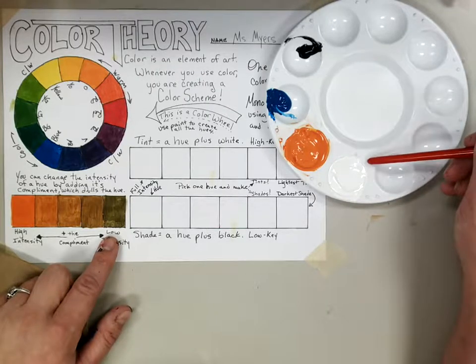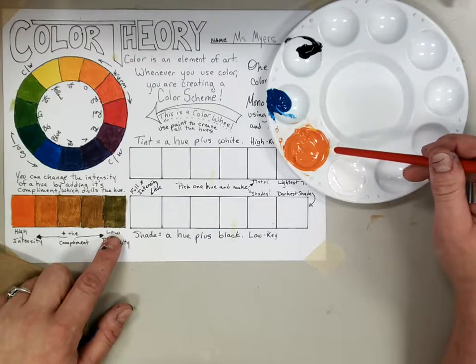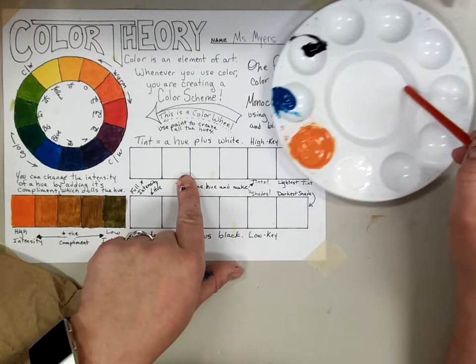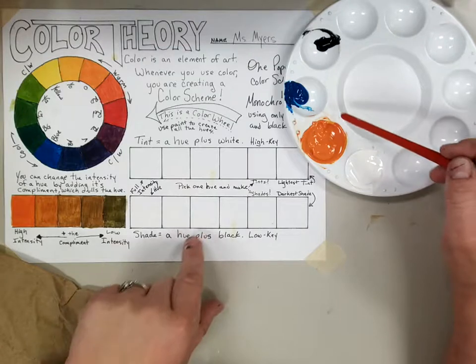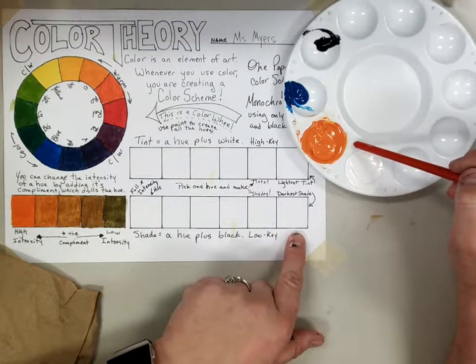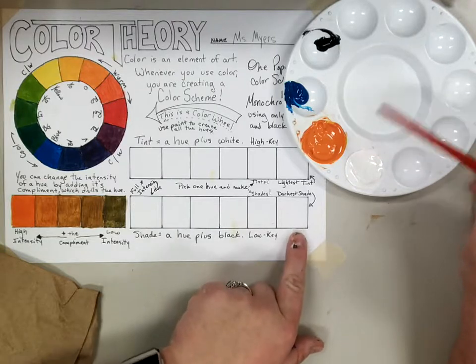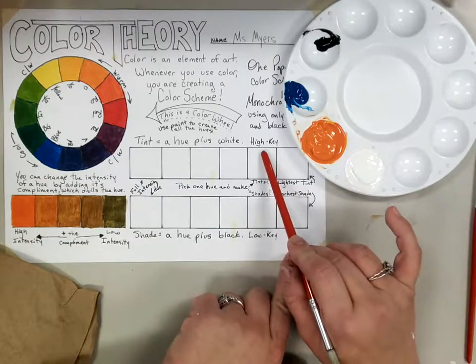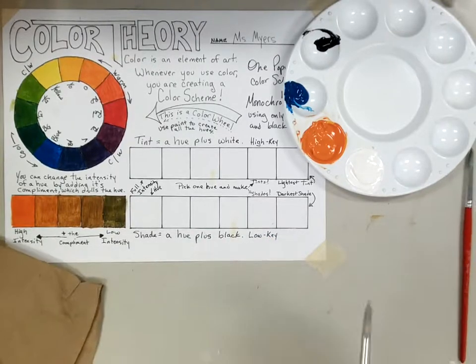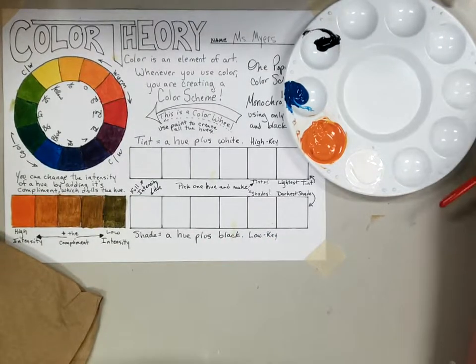And white, when we add it to a color, creates a tint, which we're going to do coming up now. After we do our tint, we're going to add black to the same high intensity color here and create a low key color. So when you add white, it's called high key. When you add black, it's called low key. So we're going to start with adding white.